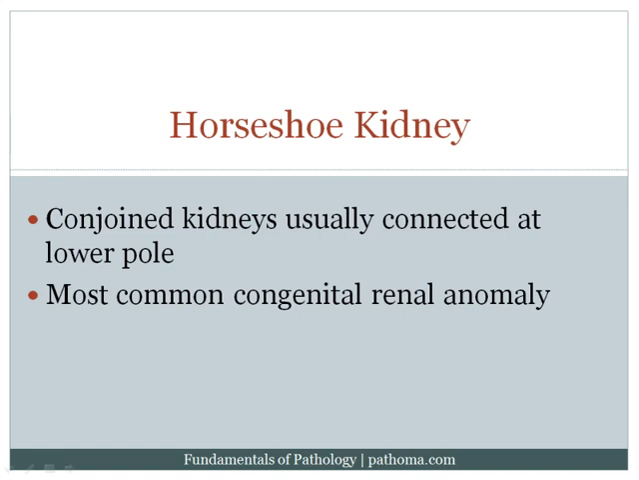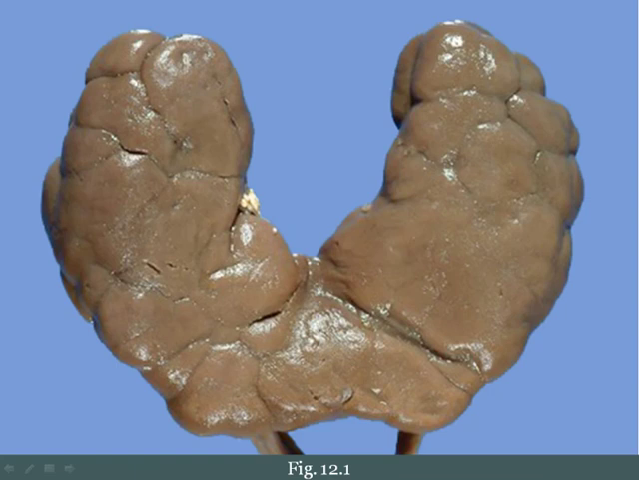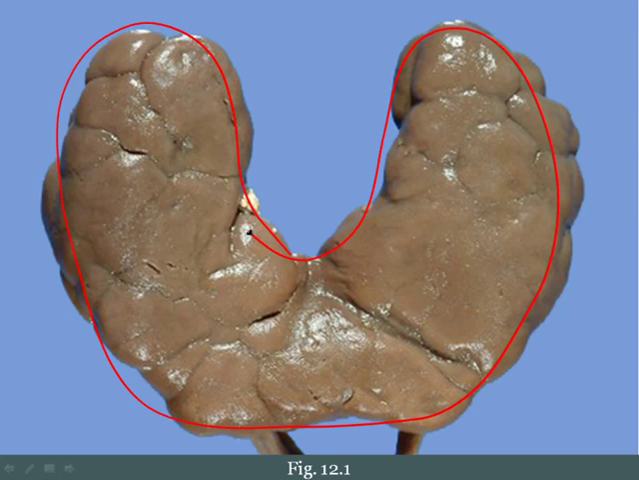Now the idea here is that we get a conjoined kidney, usually at the lower pole, and this is the most common congenital renal anomaly. Here's a picture of a horseshoe kidney, and you can clearly see that this kidney obviously has the shape of a horseshoe. What is important, however, is that this kidney is usually going to be located abnormally in the lower abdomen. Now this becomes important because recall from embryology that the kidney is actually developed in the pelvis, and then it ascends into the abdomen.